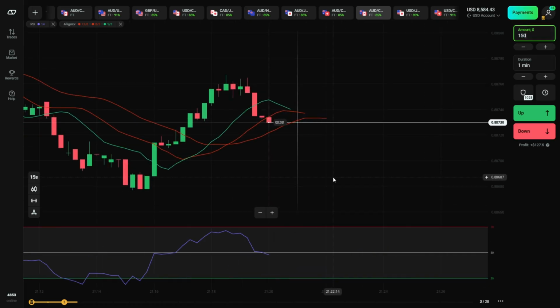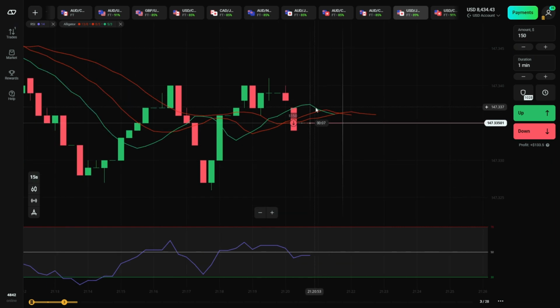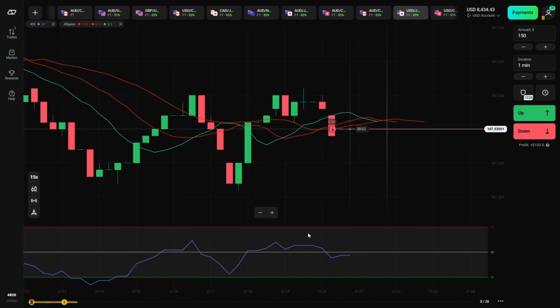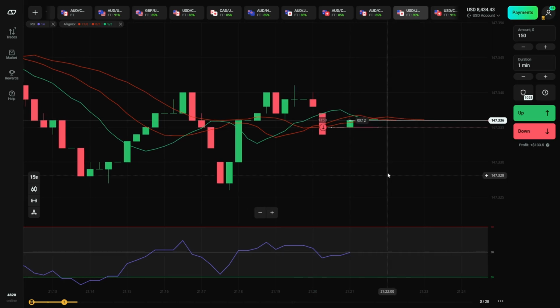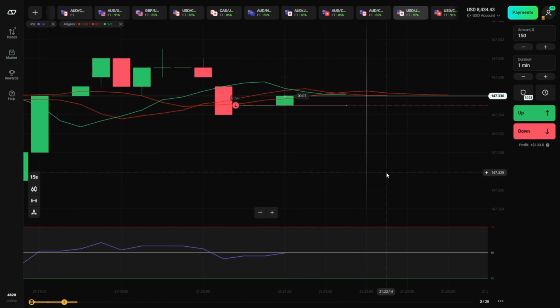As we can see with this currency, we entered a 1-minute sell trade for $150. The reason for entering was the crossover that happened in the alligator for a downward move. As we can see in the RSI, after it was rising, it started to fall again and crossed below the 50 line, heading toward the oversold area. Based on that, we entered a 1-minute $150 sell trade. Let's wait for it to finish and see the result.